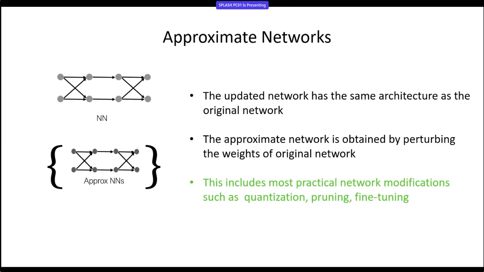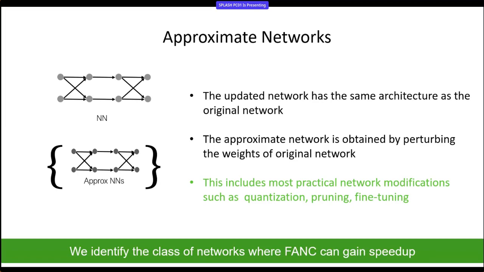Before going into the details of the workflow, we consider this network modification in the development process where the network is approximated. In particular, we consider the cases when the network architecture does not change, but the network weights are modified. This includes most practical network modifications such as fine-tuning, pruning, and quantization. In the paper, we identify the class of networks where our technique gains speed up. This is based on a distance metric between two networks. We define a distance metric, and based on that we can decide whether our technique is useful or not. But I'll not go into those details here.